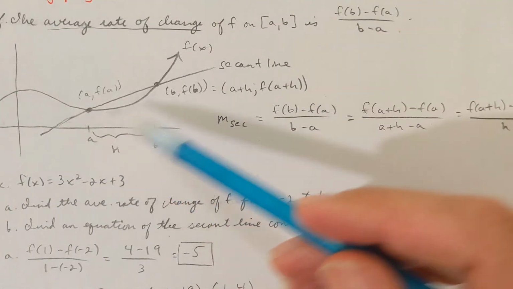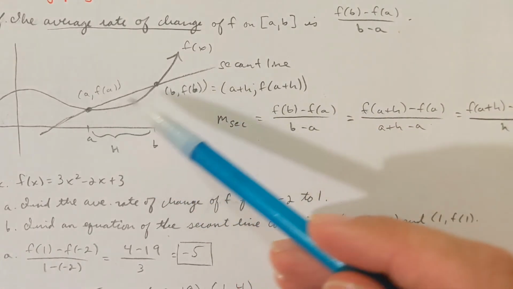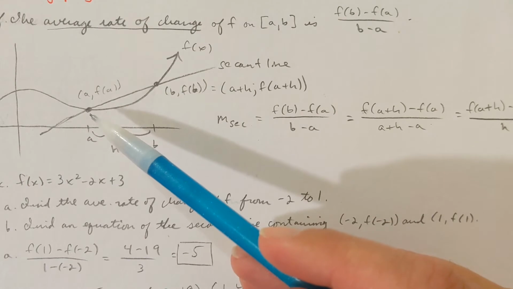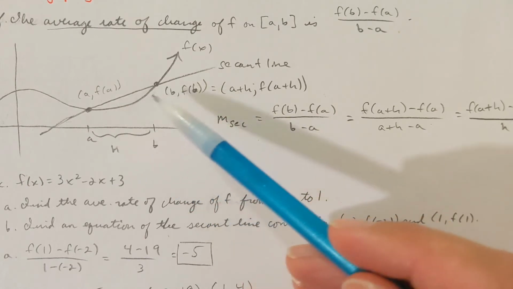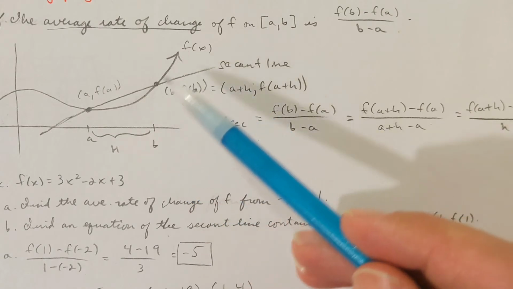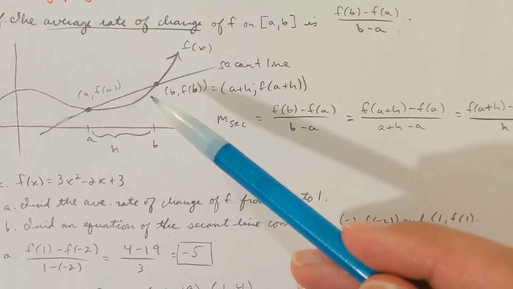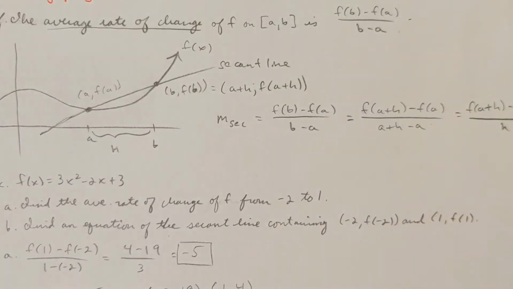It's a line that is going to pass through the point a, f of a and b, f of b. Even though a and b on this curve f of x produce a nonlinear pathway, we can still draw a line from a to b.